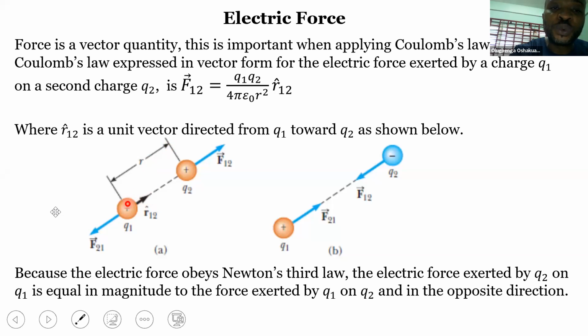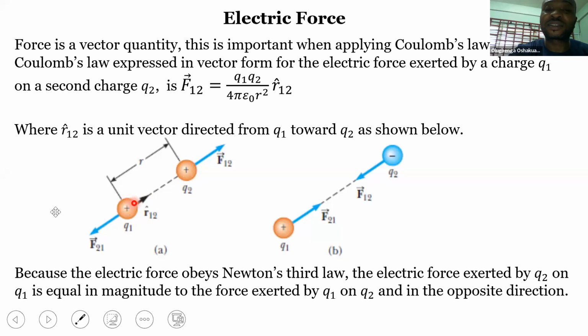So when we have Q1 and we have Q2, we would expect them naturally to repel. So what that means is that the force that Q1 will exert on Q2 can be regarded as F12. When we say F12, I'm talking about the force that Q1 will exert on Q2.